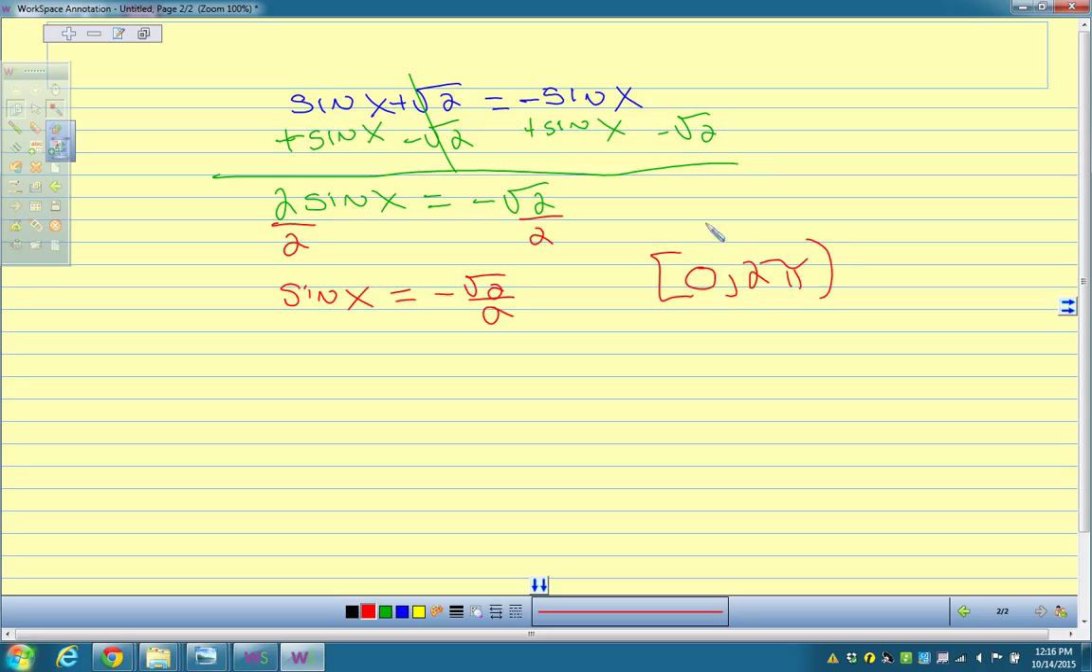You understand what that means? Between 0 and 2 pi, not including 2 pi, because 0 and 2 pi would give you the same value. So you start at 0 and then you go through 2 pi. So where on the unit circle is sine equal to negative root of 2 over 2? Who can tell me that? Connor.